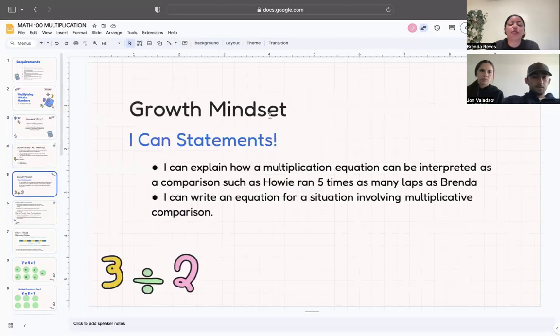And then for our growth mindset, we want students to do I can statements. So we want them to believe in themselves. So the two I can statements are I can explain how a multiplication equation can be interpreted as a comparison, such as Howie ran 5 times as many laps as Brenda. Our second I can statement is I can write an equation for a situation involving multiplicative comparison.